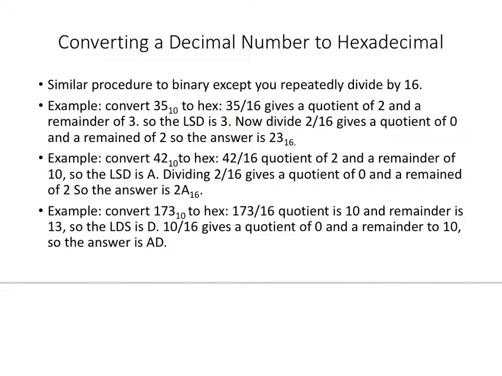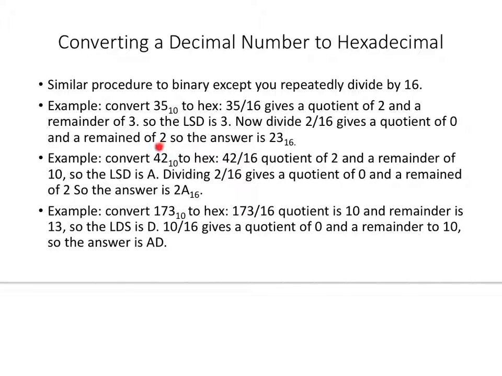And what we'll do is take that 35 and we'll divide it by 16. And that's going to give us a quotient of 2. 16 times 2 is 32, and a remainder of 3. So the least significant hexadecimal digit is 3. Now we take that quotient of 2 and we divide it by 16, which of course gives a quotient of 0 and a remainder of 2. And so our final hexadecimal number then is 23. So 35 decimal equals 23 in hexadecimal.